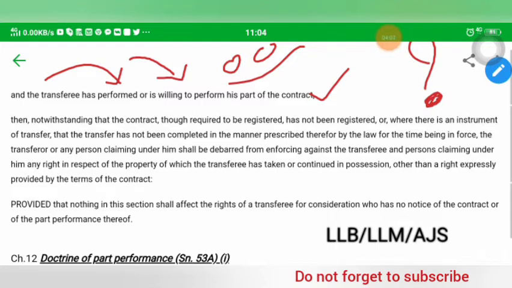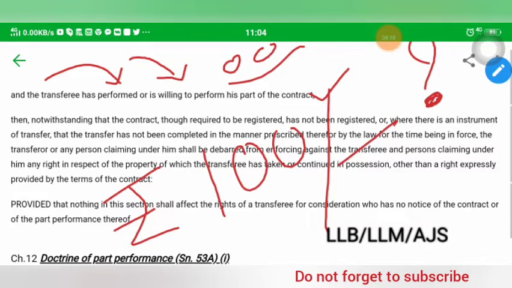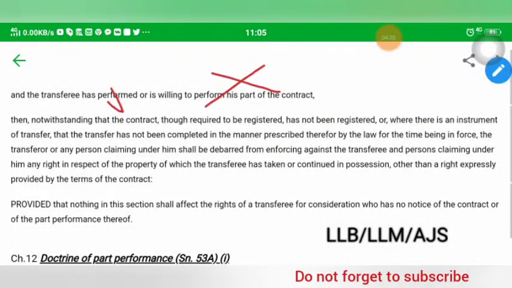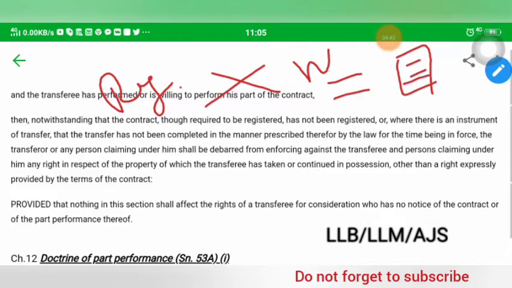Then, notwithstanding that the contract, though required to be registered, of course we know that if the value of the property exceeds rupees 100, then it must be registered under the Indian Registration Act 1908, has not been registered. The written contract is there, it is signed by the transferor or some other person on his behalf, and the terms are also properly set out in this contract, but it is not registered, no registration.